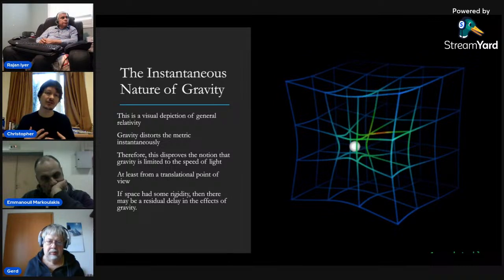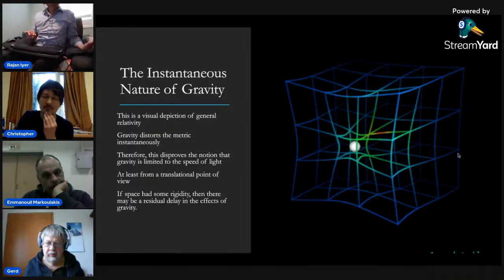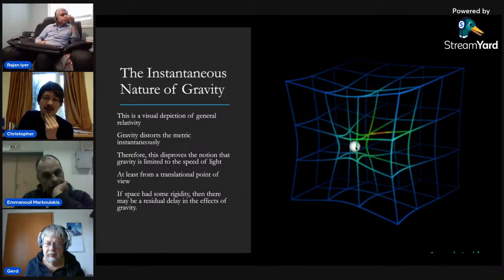Another issue: because we're talking about instantaneous transmission of information, although that's generally precluded, or as they prefer to say, spooky action at a distance, so you don't get caught in that trap, we can also think of gravity as instantaneous. This model is a visual depiction of that. It shows an object, like a moon or sun, distorting the space-time metric, and as we'll see in the next slide, it basically happens instantaneously.